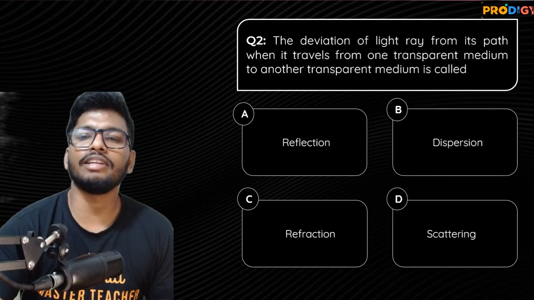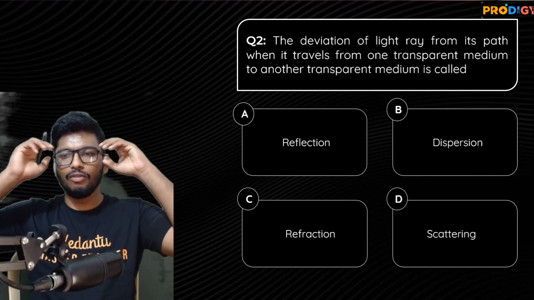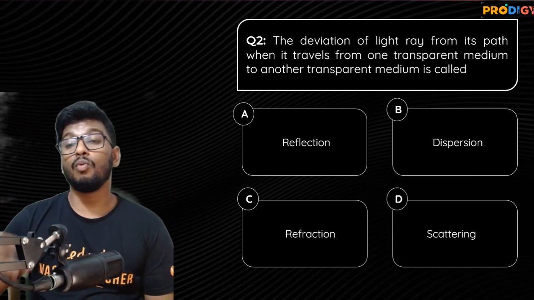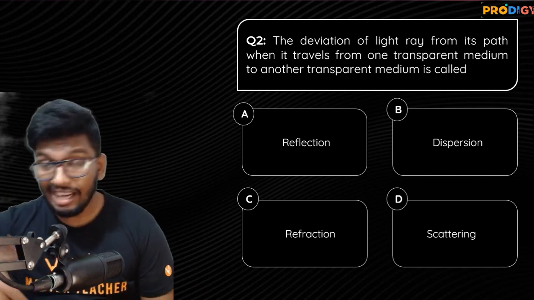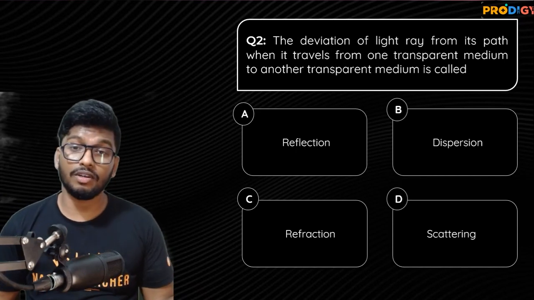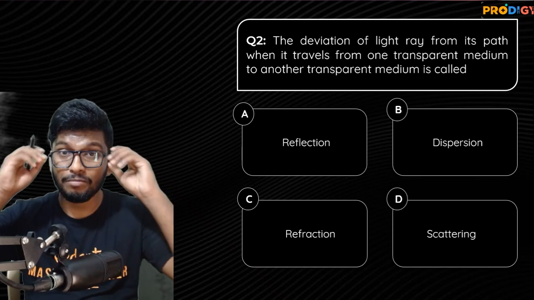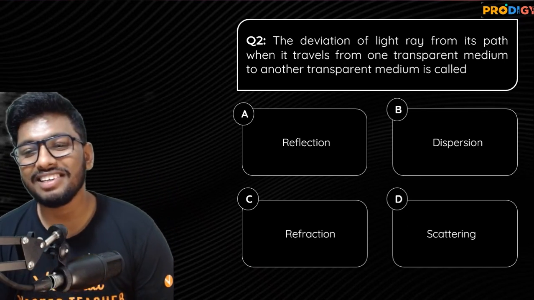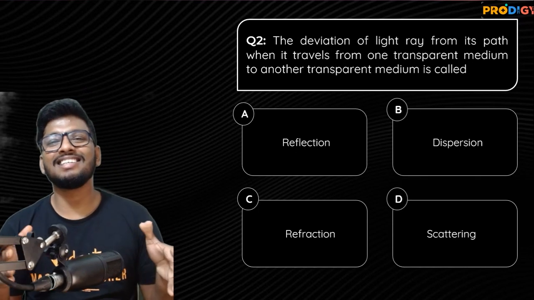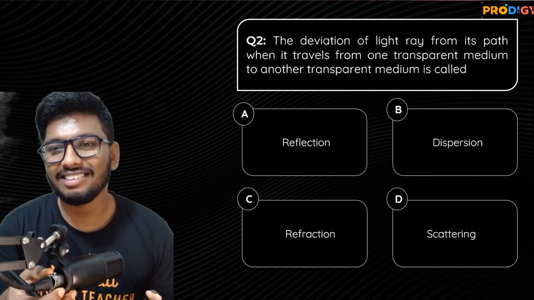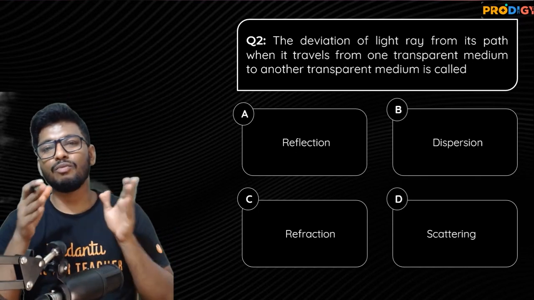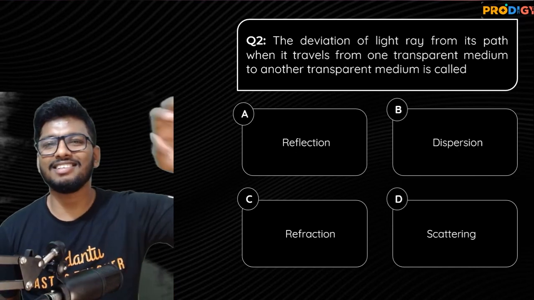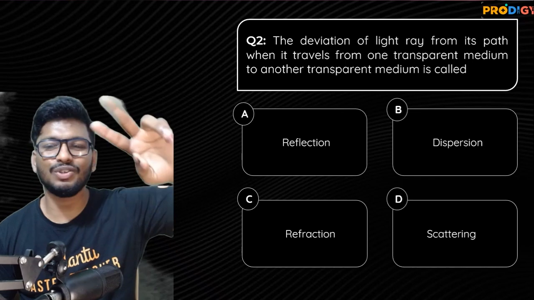Moving on to the next one, guys. The deviation of a light ray from its path when it travels from one transparent medium into another transparent medium is called what? Come on, rocket science, people. Reflection, dispersion, refraction, or scattering of light? What is the deviation of a light ray from its path when it's traveling from one transparent medium into another transparent medium? I'll leave the answer in 5, 4, 3, 2, 1.